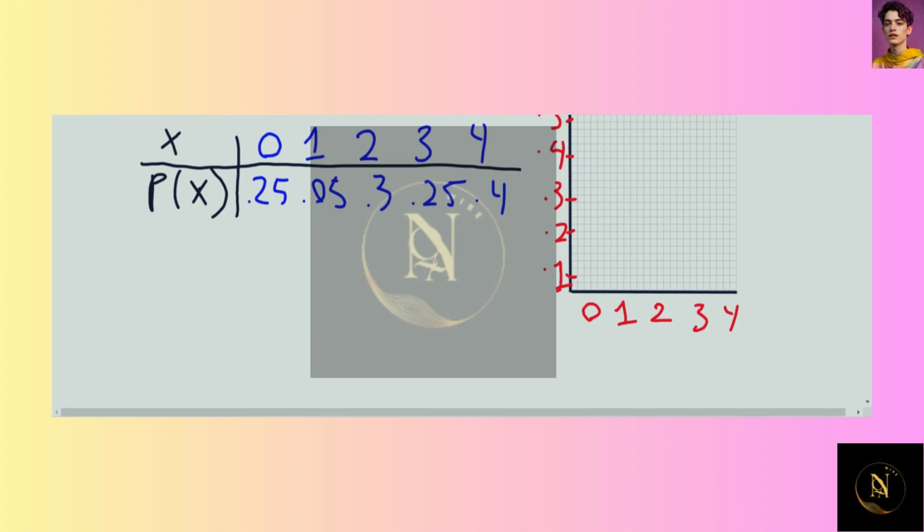And for our probability of 0 tires being sold, we have 0.25. So we'll go right around there, draw a line down. Probability of 1 tire being sold is 0.05, so pretty small dash there for 1. And then 2 is 0.3. We start at 0.3, go down to our 2 again.